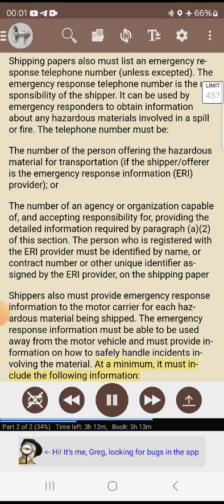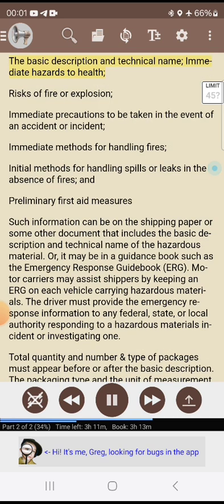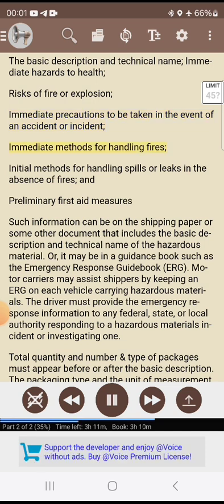At a minimum, it must include the following information: the basic description and technical name, immediate hazards to health, risks of fire or explosion, immediate precautions to be taken in the event of an accident or incident, immediate methods for handling fires, initial methods for handling spills or leaks in the absence of fires, and preliminary first aid measures.